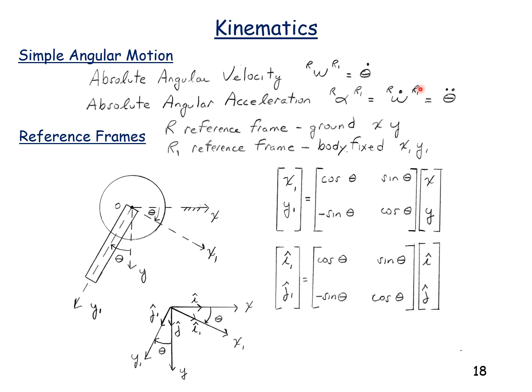And the relationship between the xy and x1, y1 coordinates and the i hat, j hat, and i1 hat, j1 hat unit vectors attached to those coordinate systems is given by these matrices. Verify for yourself that these matrix representations are correct. The trigonometry is correct. The MATLAB, the matrix representation is correct.